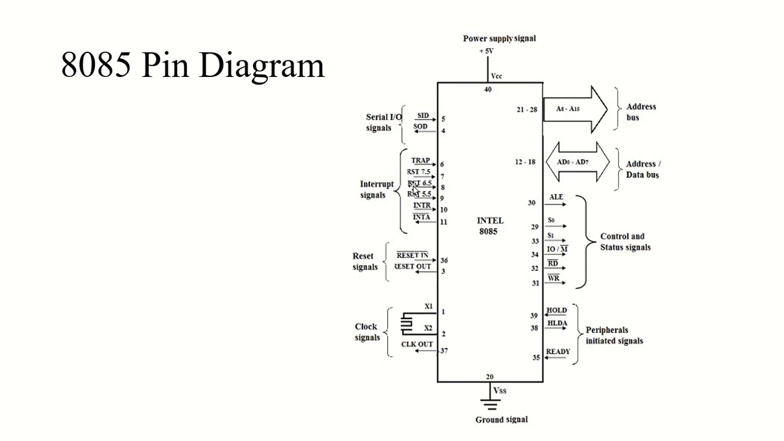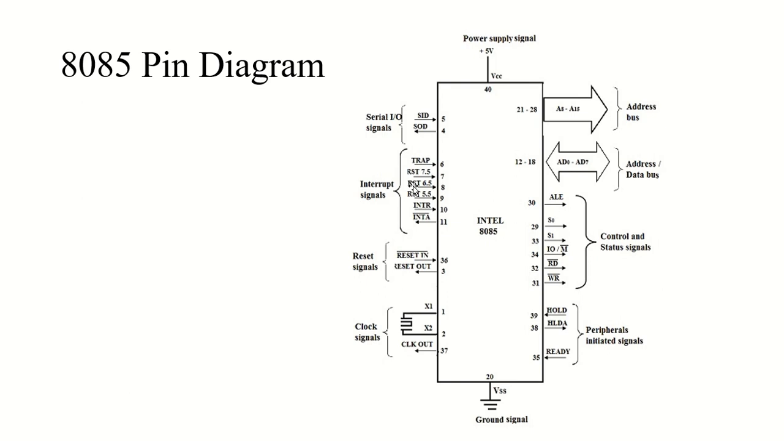When RST 7.5, 6.5 and 5.5 is active, the microprocessor performs an internal restart automatically at address 003CH, 0034H and 002CH respectively for 7.5, 6.5 and 5.5. After these restart interrupts, we have INTR. You can see pin number 10. It's also an active high level triggered general purpose interrupt, but it has the lowest priority, so this is something that would be executed the last.